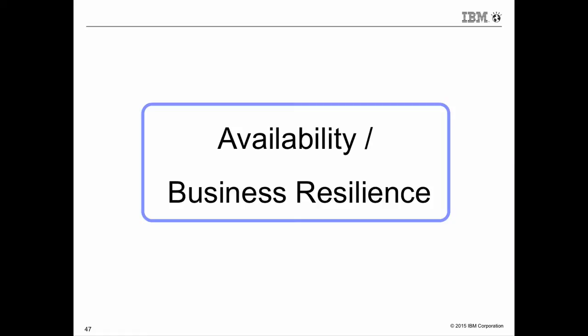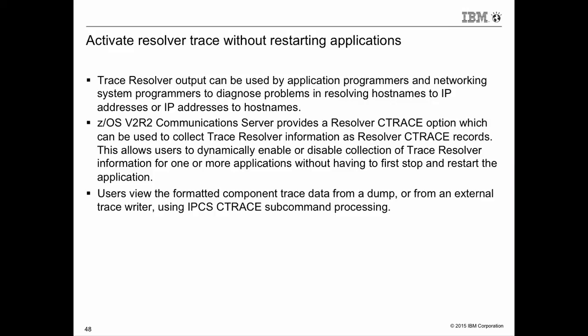Okay, availability is always a hot keyword with System Z. The first thing we'll talk about under this theme for ComServer in 2.2 is the ability to activate a resolver trace without restarting the application. So the trace resolver today gives you a way to diagnose problems relating to hostname to IP address resolution. The issue, though, is there's a number of ways to enable the trace resolver. In many cases, to enable it, if it's not already enabled, you have to restart the application. And obviously, that's a very disruptive operation. You may have to schedule downtime to do that.